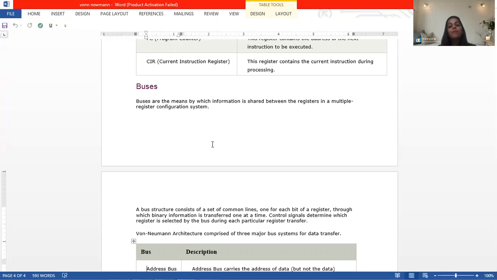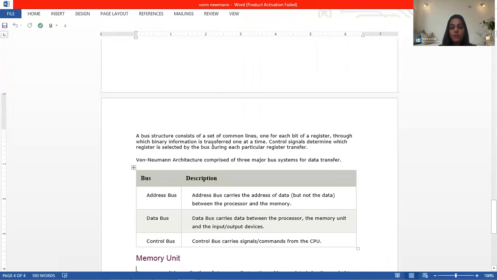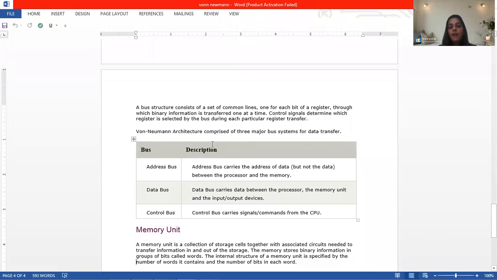बेसिकली बस जो है वो कम्युनिकेशन के लिए है, कॉमन लाइंस है जहाँ से रजिस्टर जो है वो आपस में कम्युनिकेट करेंगे और हम देखेंगे कि which binary information is transferred at a time. So control signal determines which register is selected by the bus during each particular register transfer. The Von Neumann architecture comprises three major bus systems: address bus, data bus, and control bus.